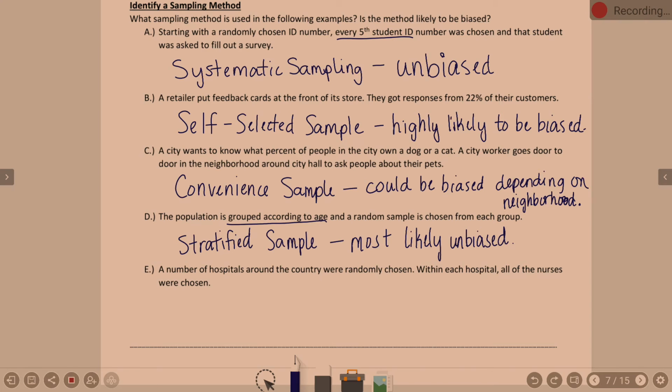And E. A number of hospitals around the country were randomly chosen. Within each hospital, all of the nurses were chosen. Cluster sampling. Okay, why cluster sampling? Because you put all the nurses together. Okay. And convenience, right? It's convenient to just say, okay, I'm just going to use all the nurses as my sample, right? Okay.